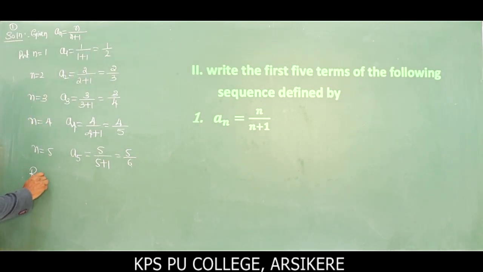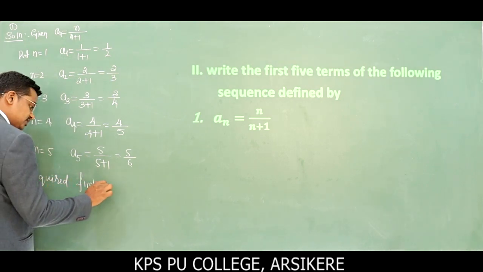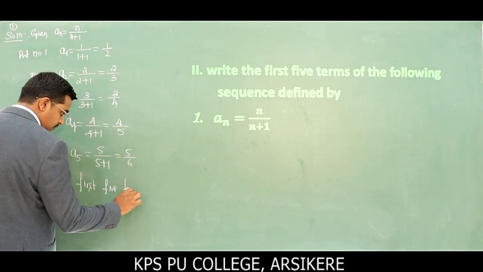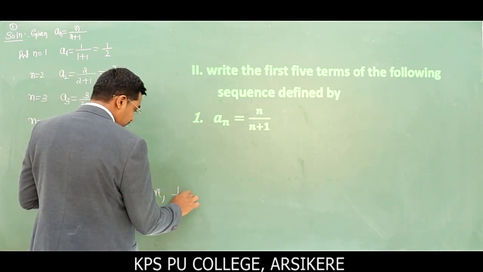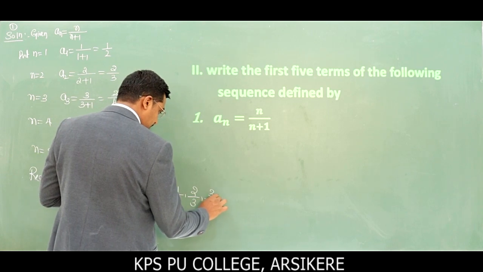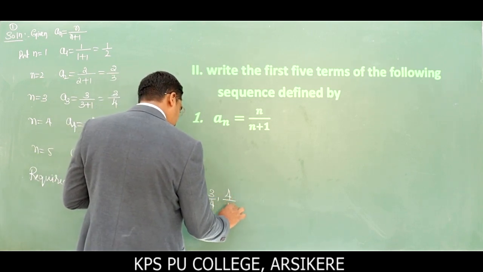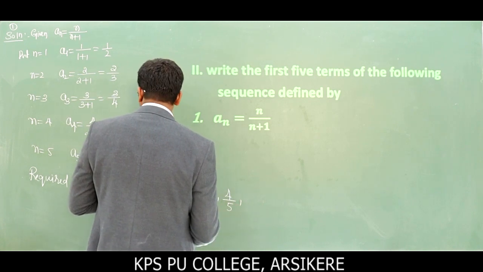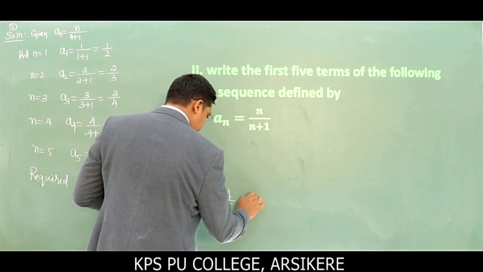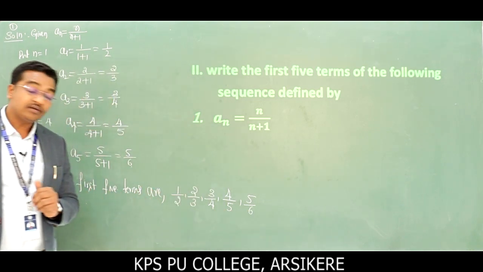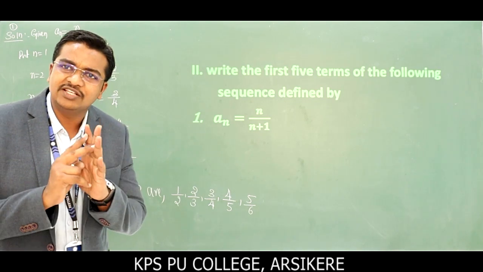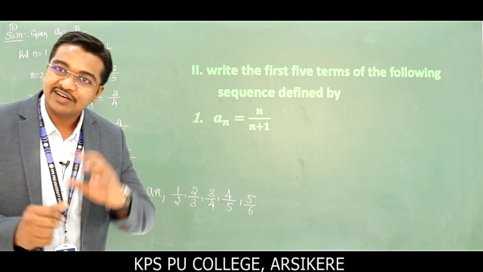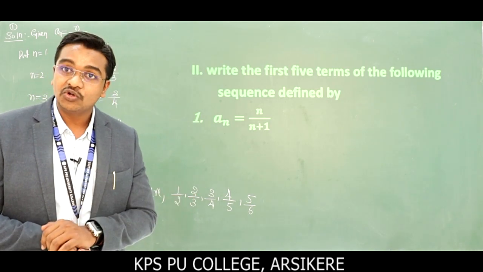Therefore, the required first 5 terms are: first term is 1 divided by 2, 2 by 3, 3 by 4, 4 by 5 and 5 by 6. These are the required first 5 terms of the given sequence. So just substitute n is equal to 1, 2, 3, 4, 5. We obtain the corresponding terms. Take a pause and note down all the things what are written here.